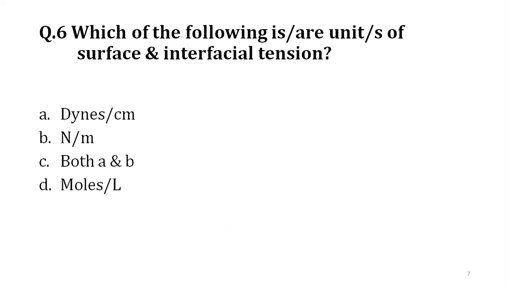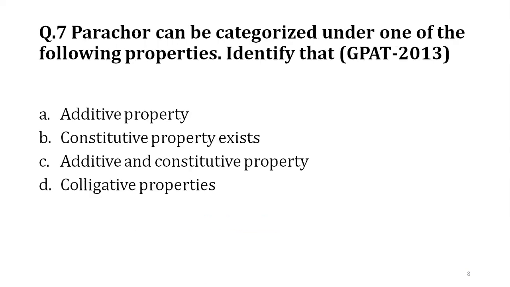Next, which of the following is the unit or units of surface and interfacial tension? Option A, dynes per centimeter. Option B, newtons per meter. Option C, both A and B, and D, moles per liter. So the answer is C, both A and B. As per the CGS system, the unit is dynes per centimeter, and as per the SI system, the unit is newtons per meter.